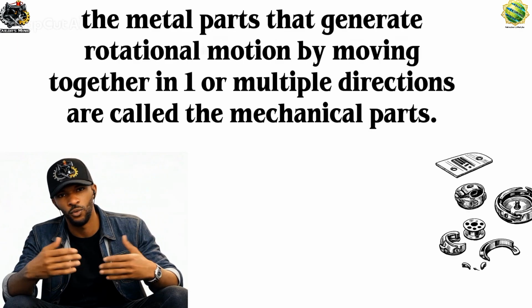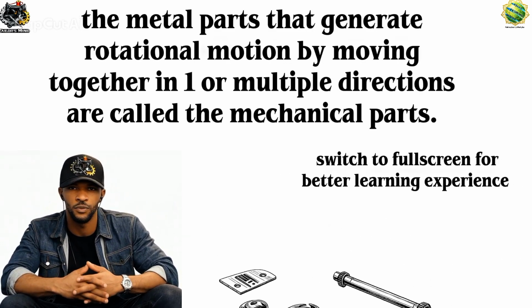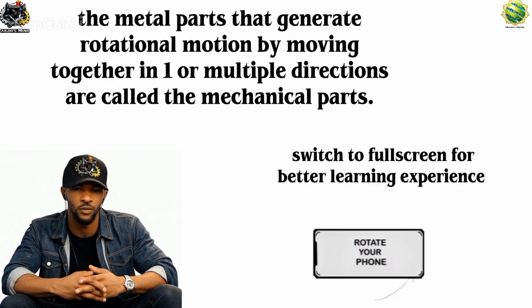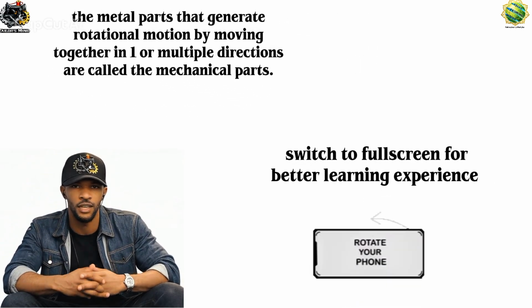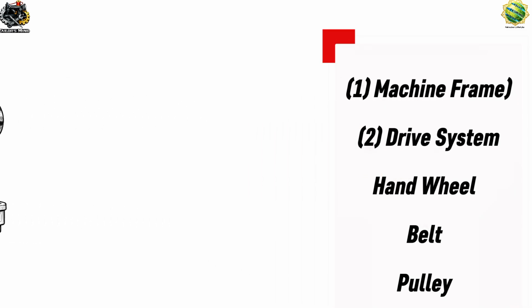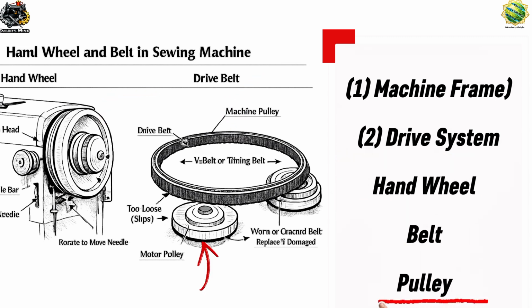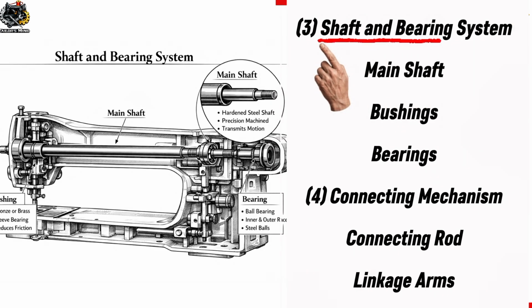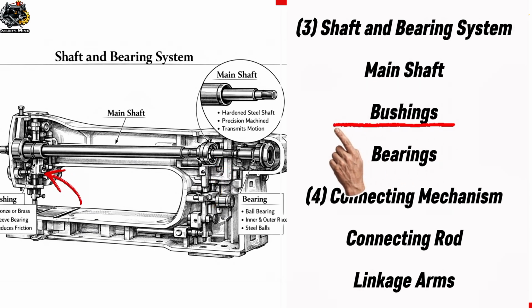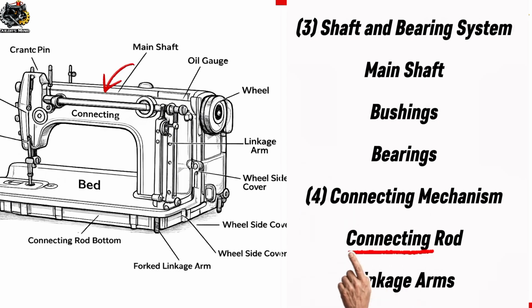I'm going to list the 13 major components of sewing machine, and to improve your learning experience, I'm going to put up an animation for you to understand them better. Number one is the machine frame. Number two is the drive system, consists of hand wheel, belt, and pulley. Number three is the shaft and bearing system, consists of main shaft, bushings, and bearings. Number four is connecting mechanism, consists of connecting rod and linkage arm.